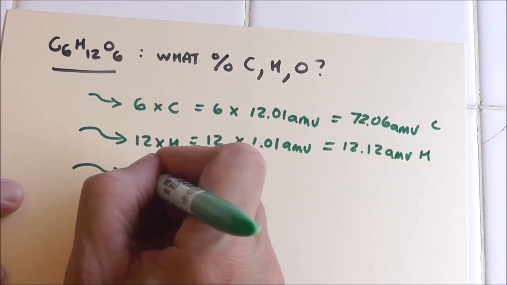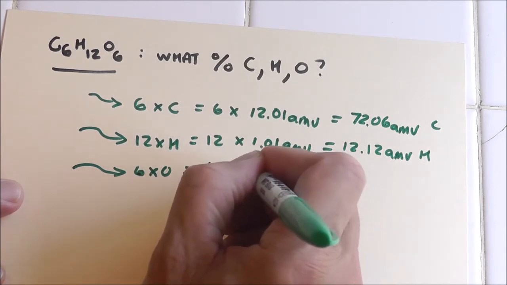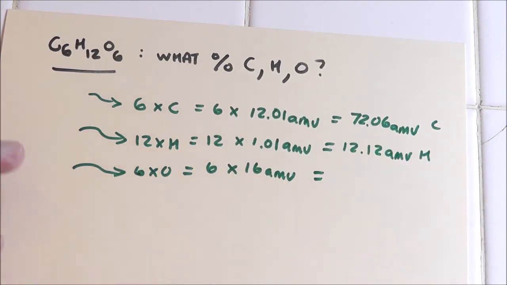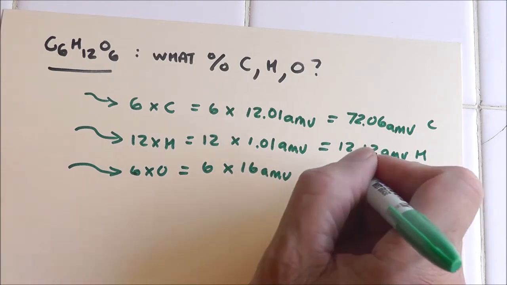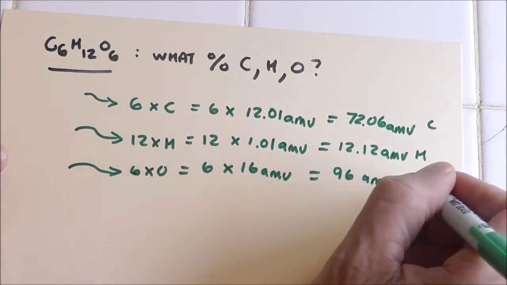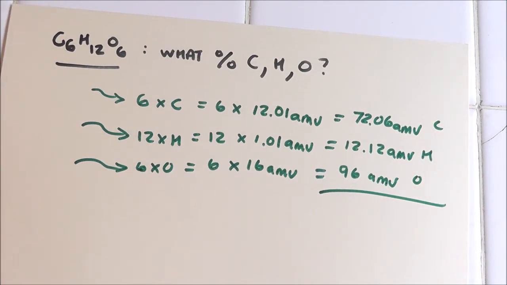Oxygen, 6 times what an oxygen is, it'd be 6 times 16 AMUs. And so that would be 96 AMUs. And then, I always get nervous that I'm going to do it in my head and then goof something up. So that's 96 AMUs.